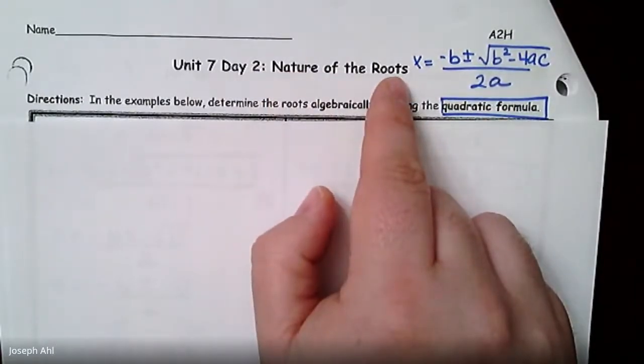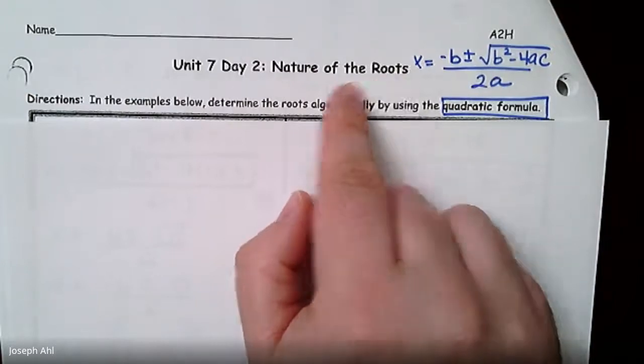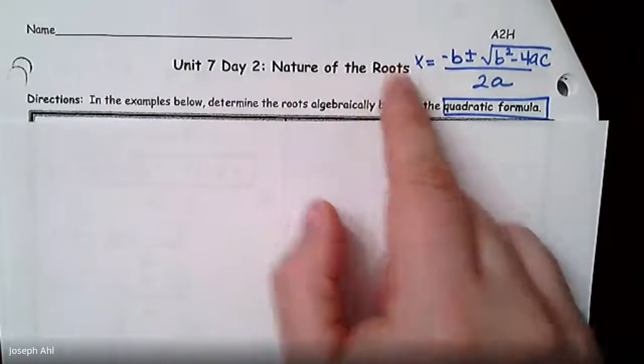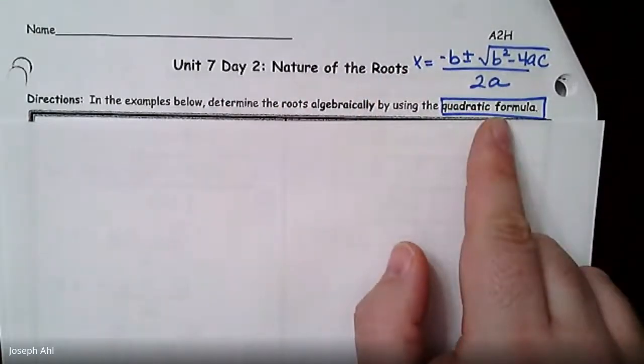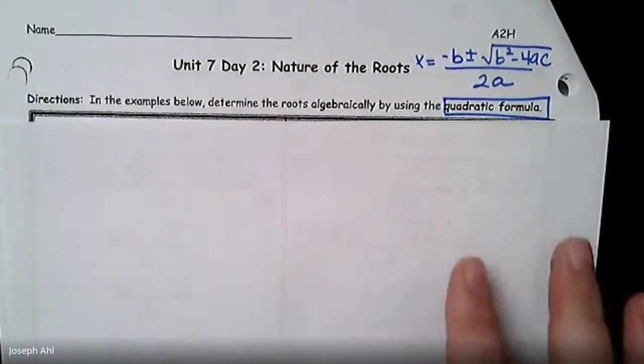And the nature of the roots is just kind of like, what kinds of roots are we talking about here? Are they real roots? Are they non-real? Are they rational? So those are some of the words we're going to use to describe the roots later on. But in order to have this make sense, you have to use quadratic formula for each of these.